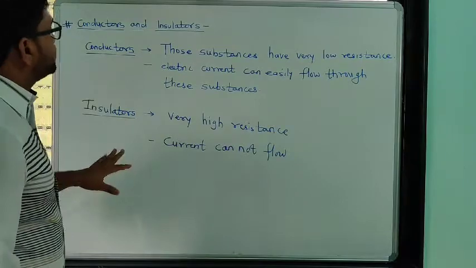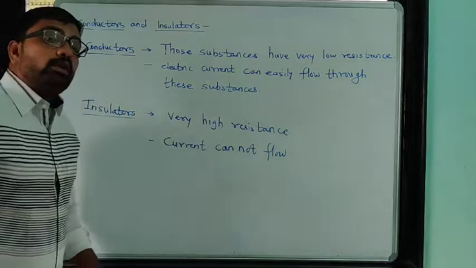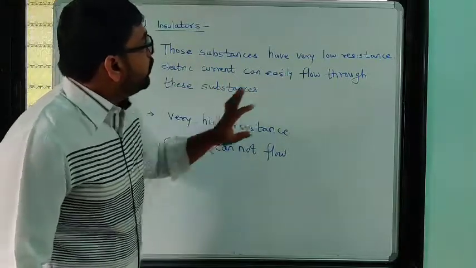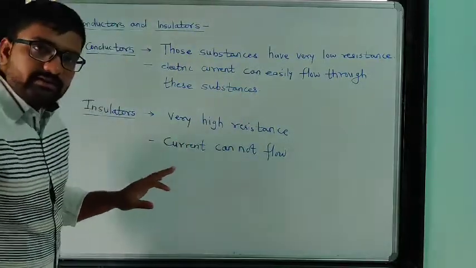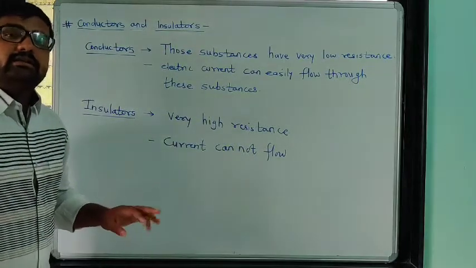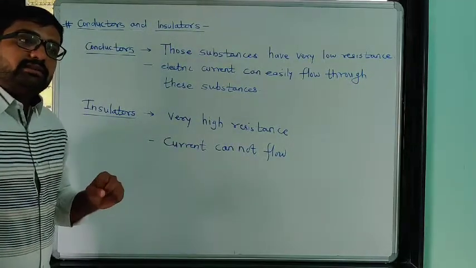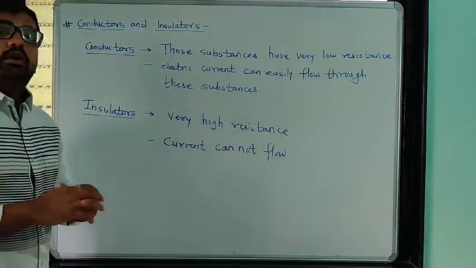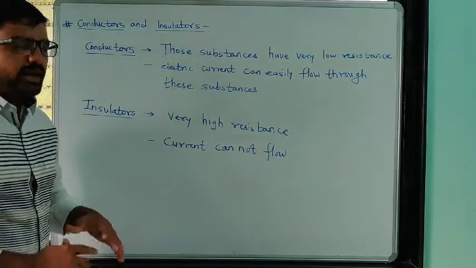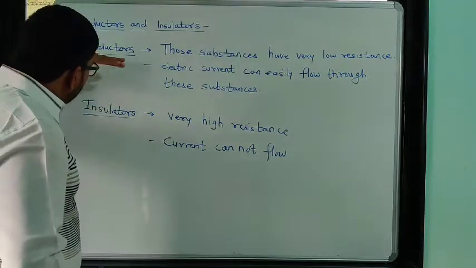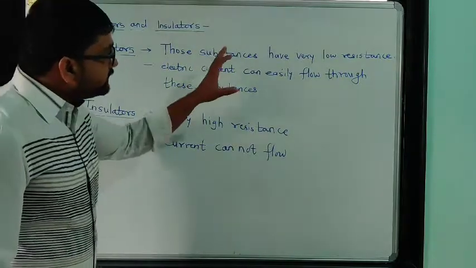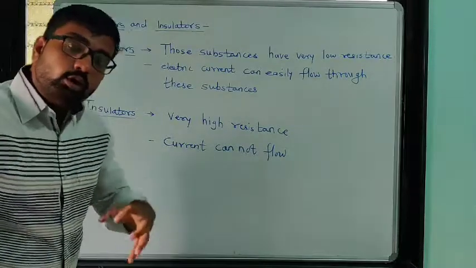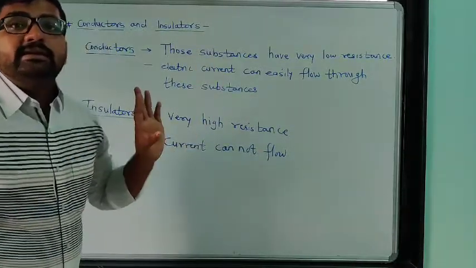So in conductors, what happens? Why do we call them conductors? Because those substances have very low resistance. We studied the last topic, resistance. What does resistance do? Resistance tries to resist or stop the flow of electric current. In conductors the resistance is very low, and we know if the resistance is very low, then charges can easily move.